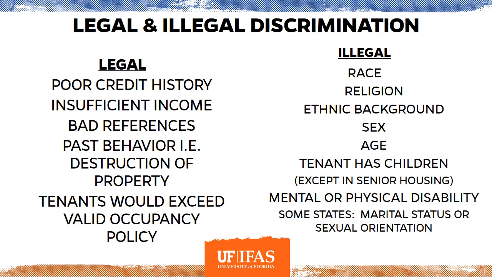However, it is illegal for someone to deny you a place to live based on your race, your religion, your ethnic background or national origin, your sex, your age, the fact that you have children, unless the community has a stated senior housing community. Some places are 55 and older, and they have the right to do that. You cannot be denied a place to live because of a physical or mental disability. However, in some states, just a handful, you can be denied based on your marital status or sexual orientation, and hopefully those states are fixing that. Florida is not one of those states.